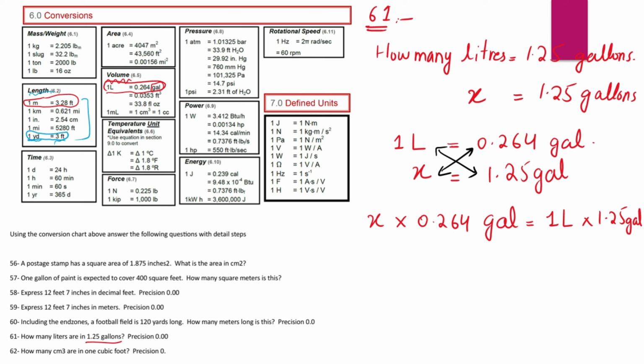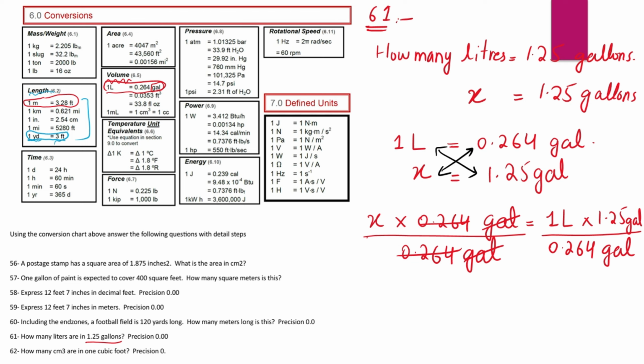So we need to find x, which is the liters. On the left hand side it is x multiplied by 0.264 gallon, so we need to divide the left hand side by 0.264 gallon. If we divide one side by something, we need to divide the right hand side by that value too. So cancel this gallon with this gallon, and this 0.264 with this 0.264, because they are in division.